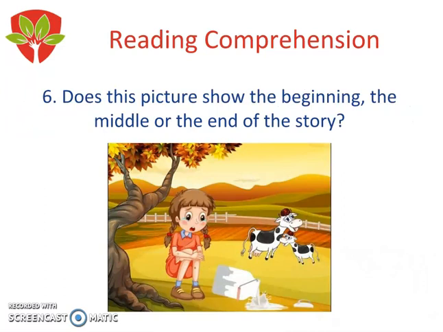Let's see. Does this picture show you the beginning, the middle, or the end of the story? So as you can see here, this is the end of the story because the milkmaid was really sad. Look at the picture. Why is she so sad? Because the milk pail fell down. Okay? So excellent job.